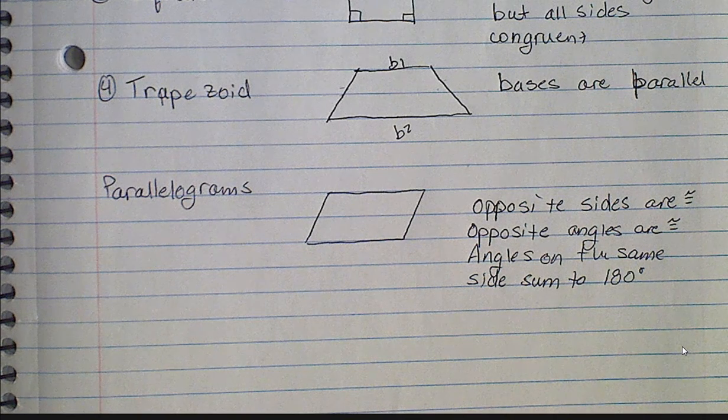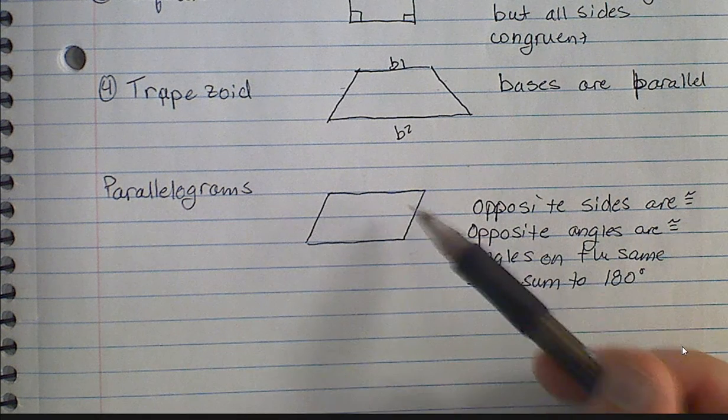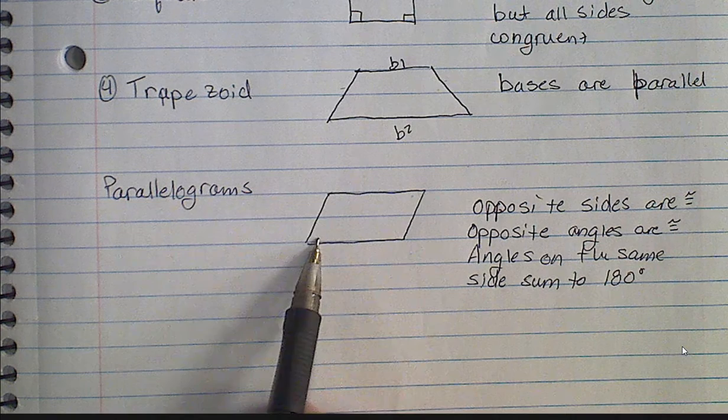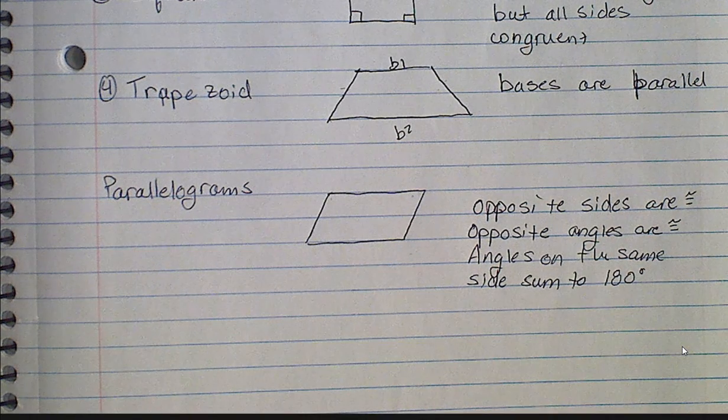So these two angles sum to 180. These two sum to 180. These two sum to 180, and these two sum to 180. So all you need to know is a single angle in a parallelogram, and you can find the other ones.